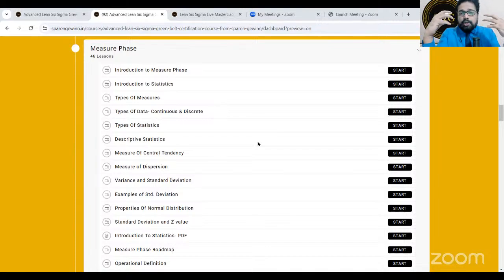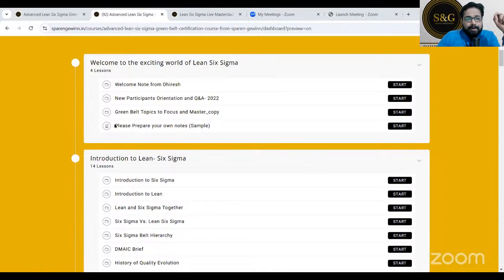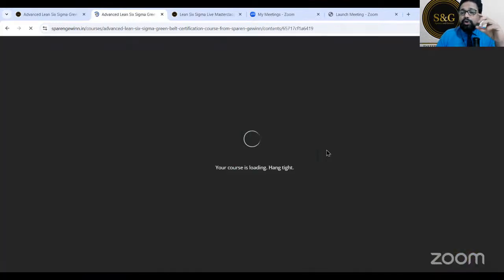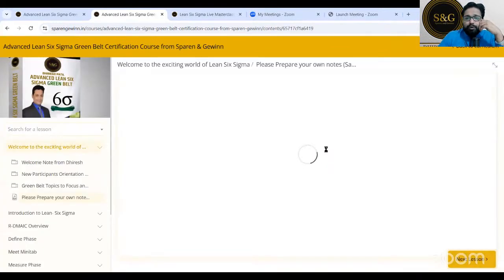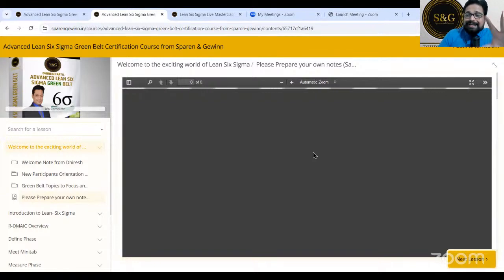The mentor will check whether your notes are in line with the course and can provide some suggestions. You can check the sample notes here as well. Please prepare your own notes. I'll show you a couple of samples. They can be electronic notes, such as a PowerPoint presentation, a Word document or PDF, or simple handwritten notes, whichever is suitable for you.